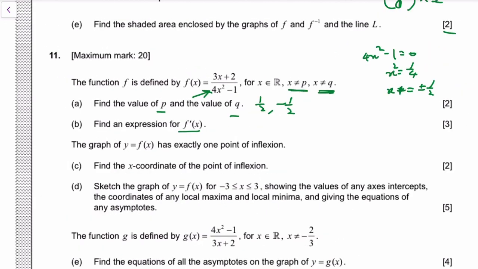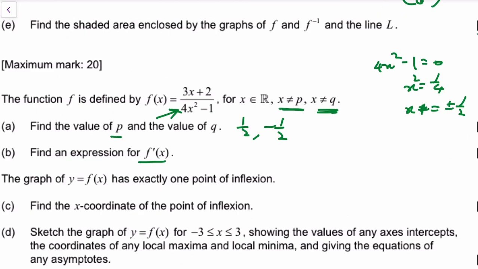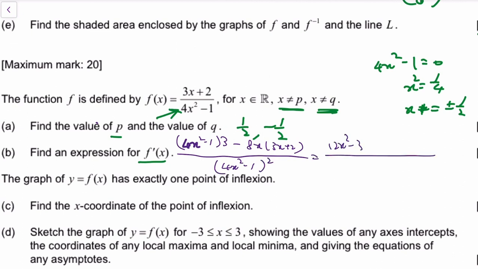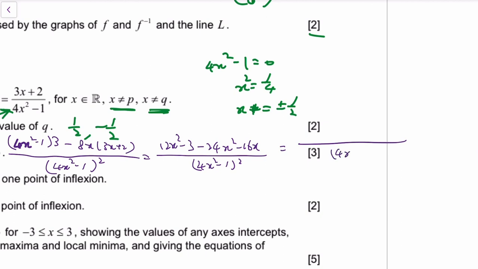Then they look for the derivative, simple quotient rule. Hopefully you won't need me to show you much. Quotient rule: minus, differentiate the bottom, 8x, times 3x plus 2, over the whole thing. So it's 12x squared minus 3 minus 24x squared minus 16x over the bottom. Usually for quotient rule we don't expand the bottom. It's almost always useless to expand the bottom. The top we usually expand though, because it can usually simplify. 12x squared minus 12x squared minus 24x squared, so minus 12x squared minus 16x minus 3.